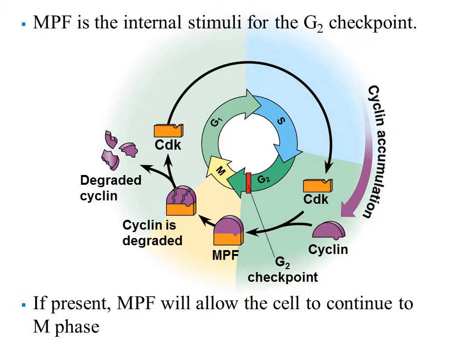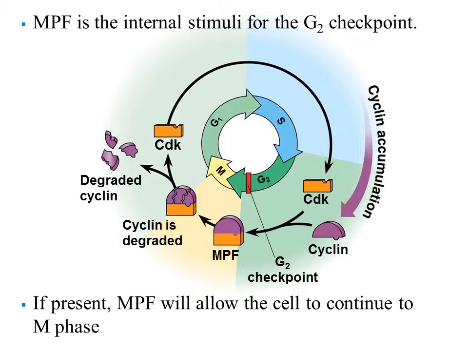So the MPF complex must be created. This is an internal checkpoint. It typically pushes the cell through the G2 checkpoint. It typically lowers that big beautiful wall. So in the presence of MPF, the cell will continue.